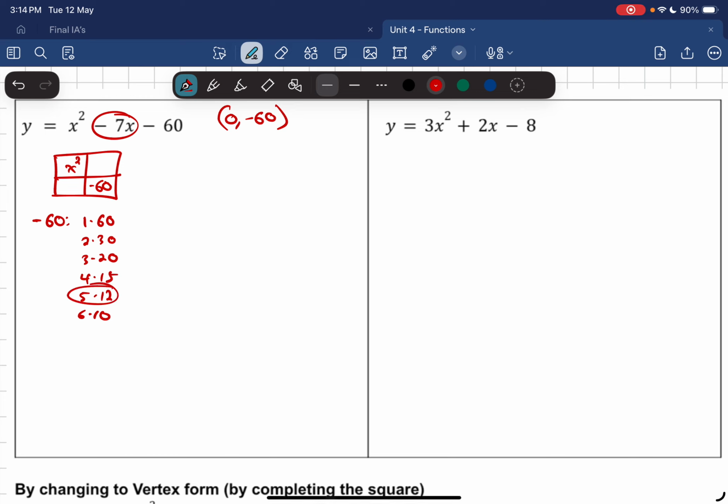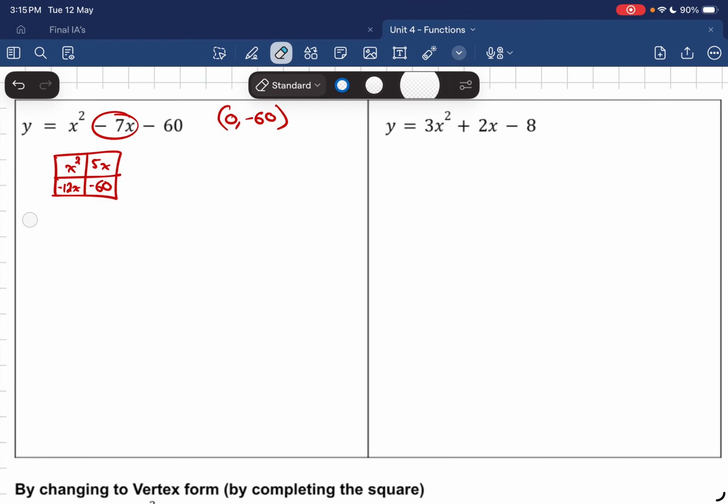So I'm going to take this 5 and 12 right here. I'll put 5x there, 12x there. Now because I want -7, one of those needs to be negative. So my 12 I'm going to make negative, because if I combine -12x and 5x, I get -7x.